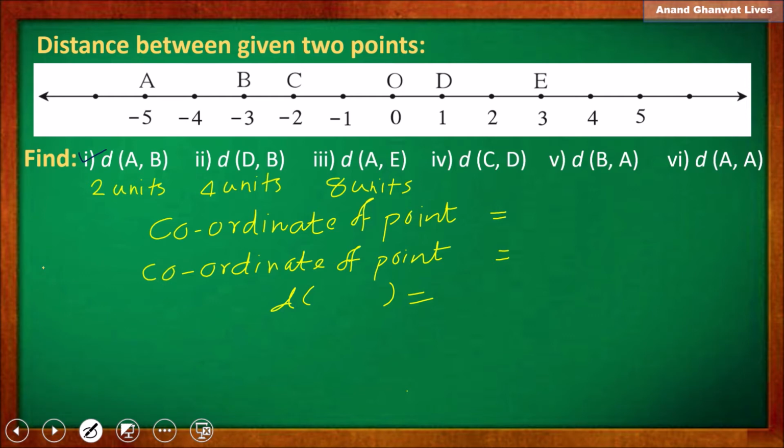Distance between point C comma D: for that, coordinate of point C is, very good, negative 2. Coordinate of point D is positive 1. Therefore, distance between point C comma D is equal to greater coordinate minus smaller coordinate, that is 1 minus negative 2. It is equal to 1 plus 2, and that is 3 units. So distance between point C comma D is 3 units.